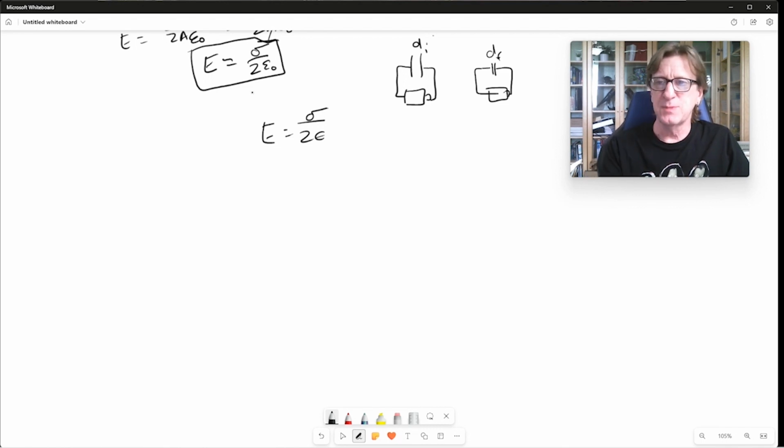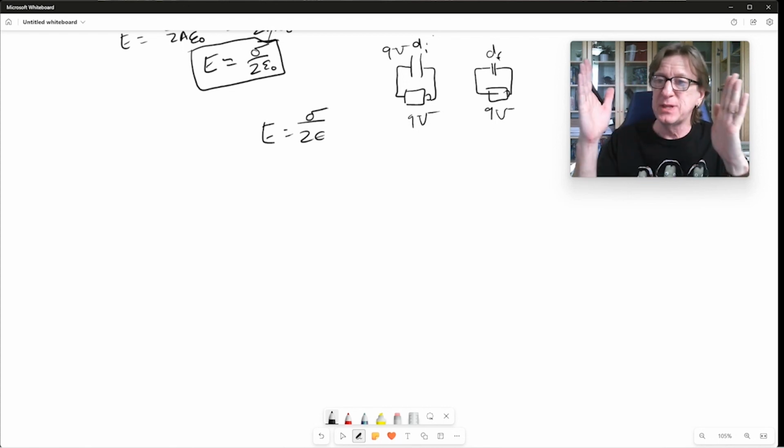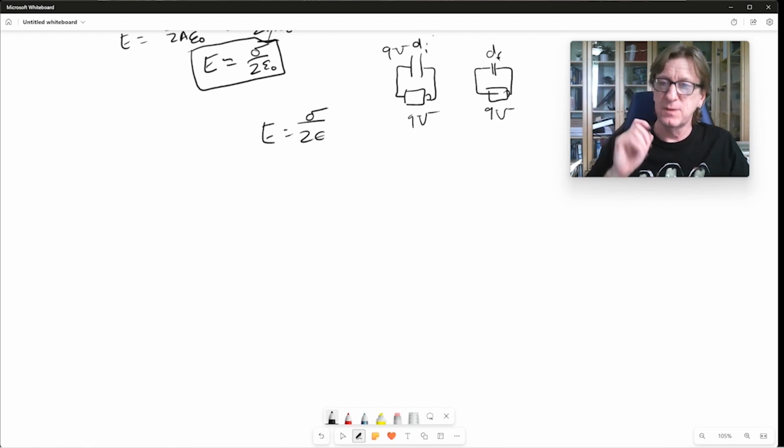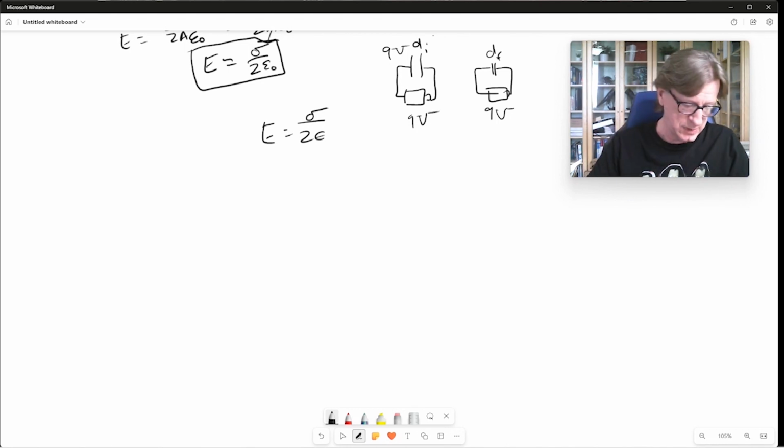Okay, so just to make it a little more concrete, suppose this is a 9-volt battery. What would the potential difference across these plates be? It's just 9 volts. Keep that same 9-volt battery here. What's the potential difference across these plates? Still 9 volts. So as long as I keep that battery connected so that I'm keeping that potential difference the same, then changing the plate spacing doesn't affect anything. The voltage is going to be constant in both cases.